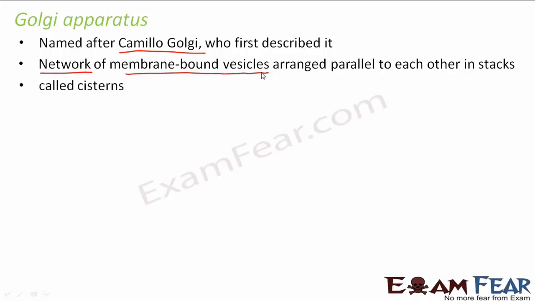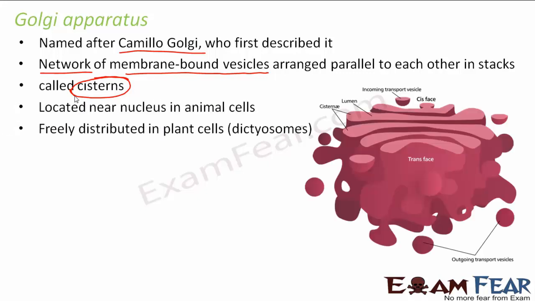So it is a network of membrane-bound vesicles which are arranged parallel to each other in stacks, and those stacks are known as cisterns. You might be thinking, what is it? I'm not able to understand, right? Look at this figure. Then you will get a better understanding. This is how a Golgi apparatus looks like. If you see, they are arranged parallelly. This line and this line, they are arranged parallelly. So what is this line actually?